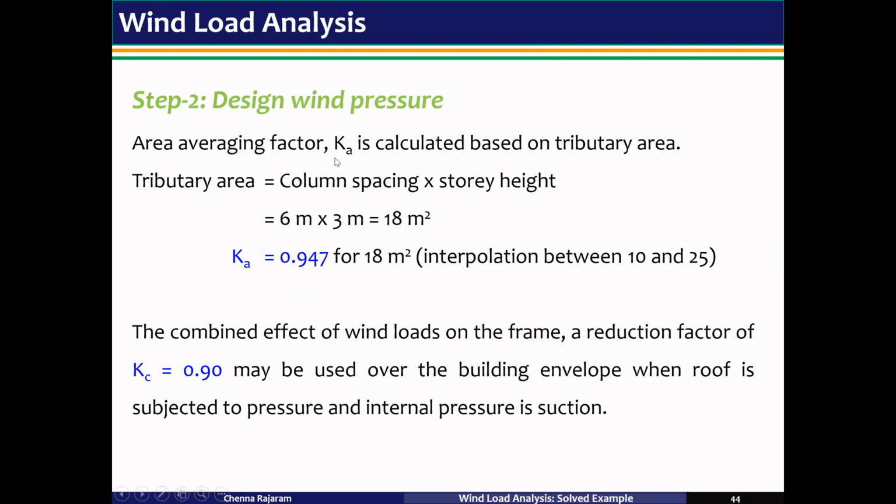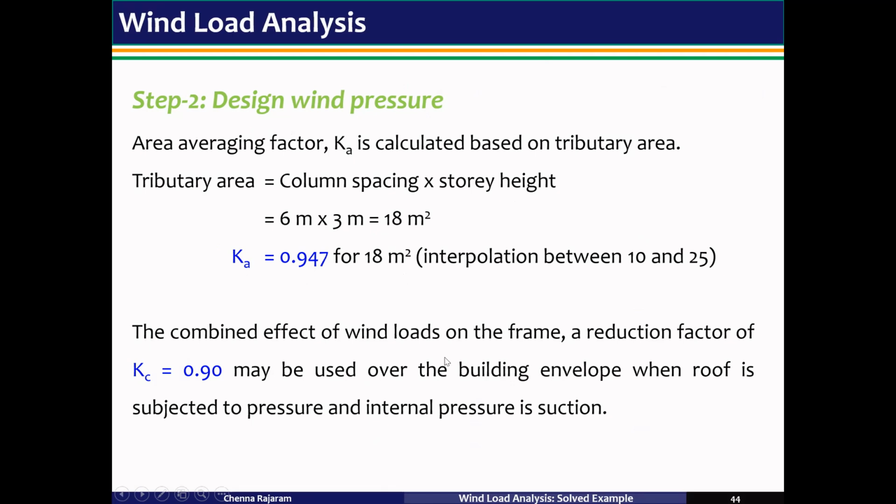The area averaging factor Ka is calculated based on the tributary area. The tributary area for the building is calculated as column spacing multiplied with story height. So the column spacing is 6 meters and the story height is 3 meters. Hence 6 into 3 equals 18 meters square, and Ka is equal to 0.947 for 18 meters square. Here you have to do the interpolation between 10 meters and 25 meters. So that's why Ka is equal to 0.947 for 18 meters square.